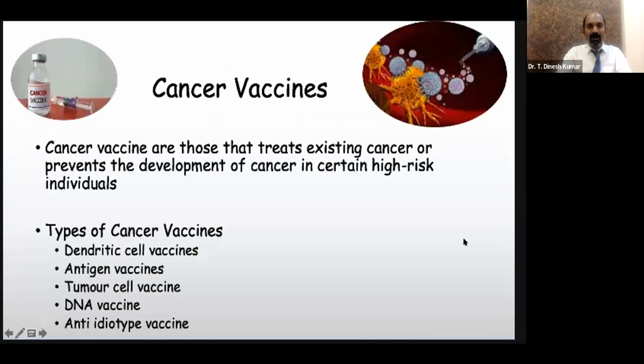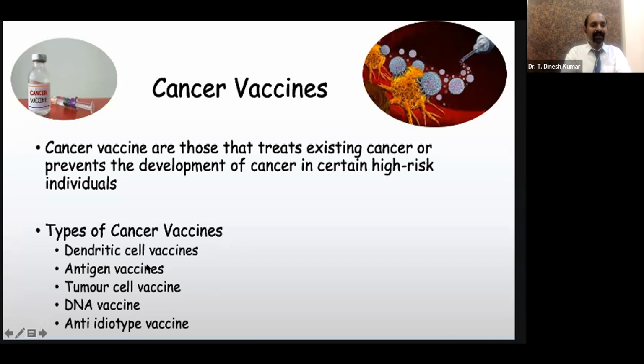So let me talk about the cancer vaccines first. What are these cancer vaccines? A cancer vaccine is a vaccine that treats existing cancer or prevents the development of cancer in certain high-risk individuals. Vaccines that treat existing cancers are called therapeutic cancer vaccines. There are different types of cancer vaccines, starting from dendritic cell vaccines, where the antigen-presenting cells are taken up, allowed to identify the antigen, and then introduced back inside. So these are dendritic cell vaccines.